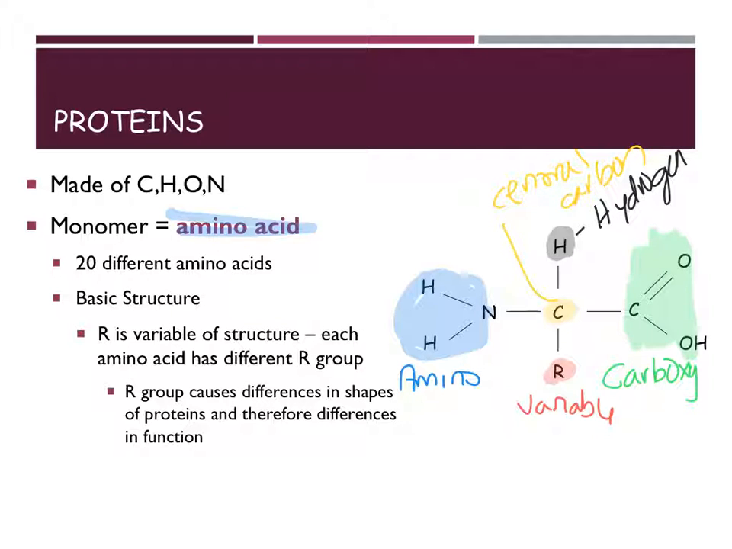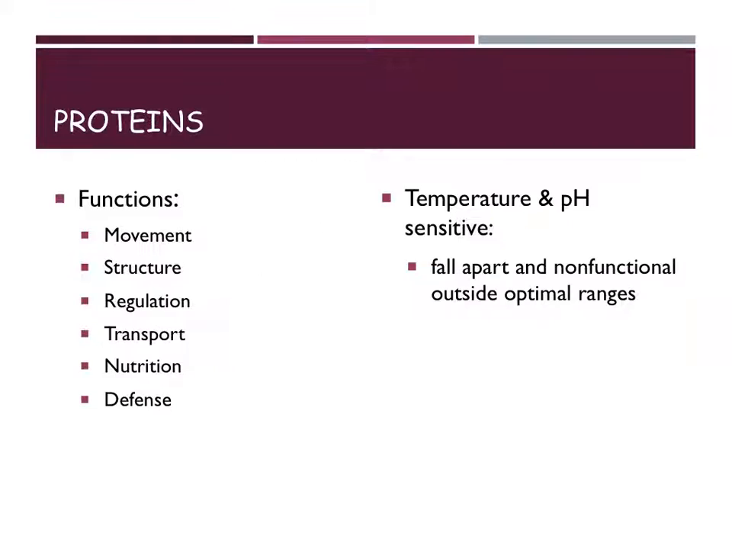Protein shape is going to determine protein function. When we change the shape of the protein, it doesn't work anymore. Some functions of proteins, some of them are used for movement. Like we mentioned, your muscles are made out of protein, and the purpose of the muscles is to move the body around. Some of them are used for structure, meaning they're going to provide a support or a framework for things to grow on or to be built upon.